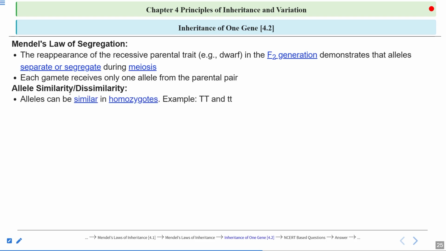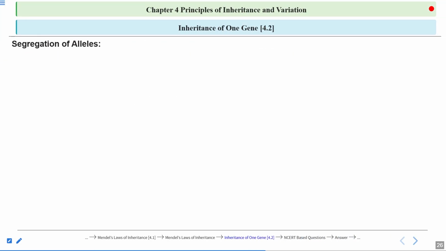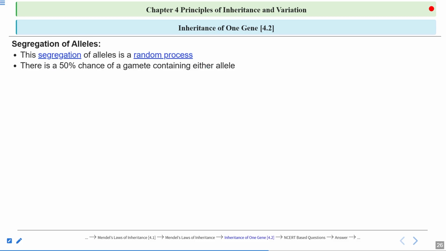Okay, now allele similarity and dissimilarity. Alleles can be similar in homozygous and alleles can be dissimilar in heterozygous. We were talking about segregation of the allele. So segregation of alleles is a random process. There is a 50% chance of a gamete containing either allele. Like in the case of capital T and small t, 50% of the gametes can have capital T, 50% of the gametes can have small t.